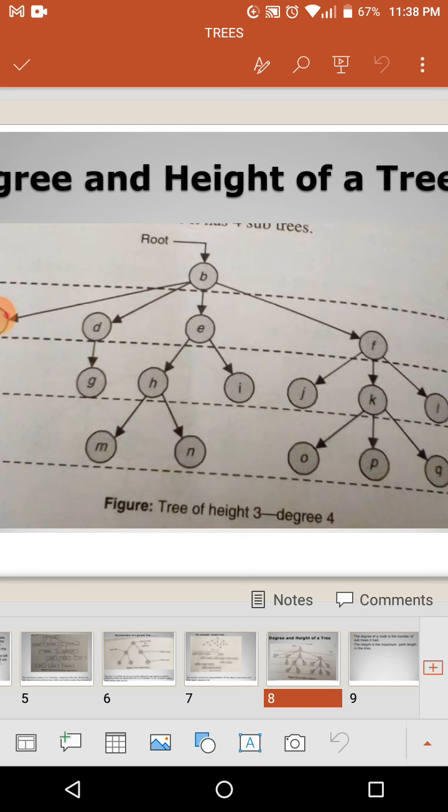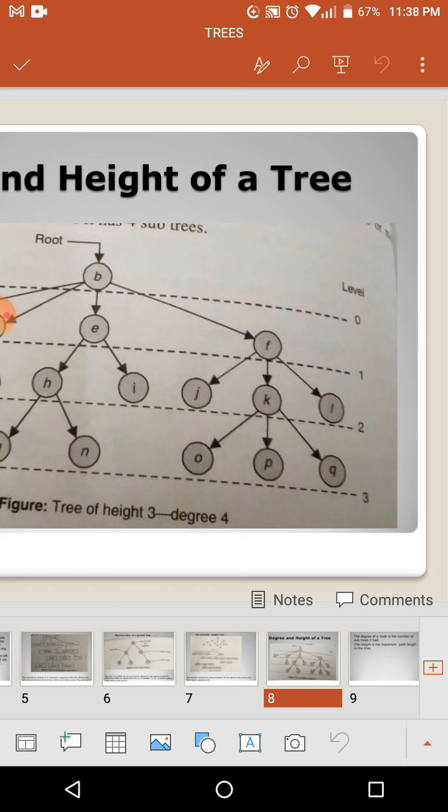A is a base node, C is a child of A, D is a child of A, B. So the base root node is B. Again E is one of the subtrees, F is one of the subtrees. In this diagram I want to explain what is the tree height and what is the degree of the tree. Look at this picture.